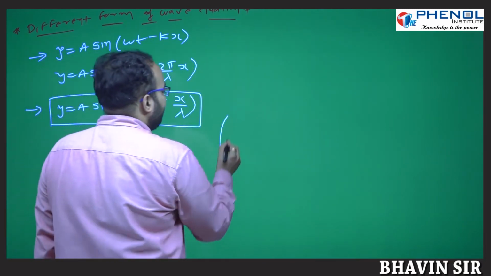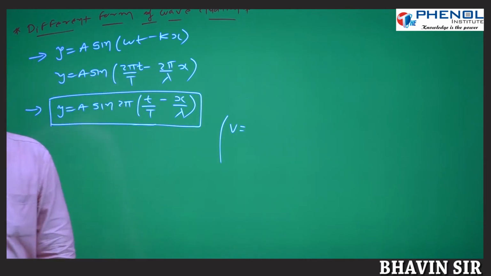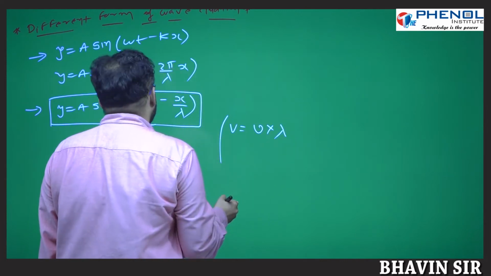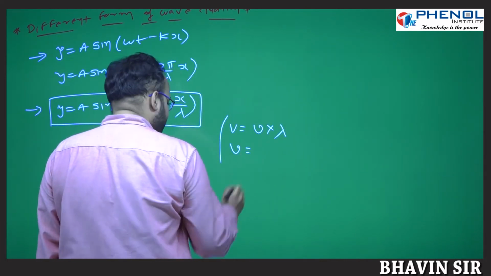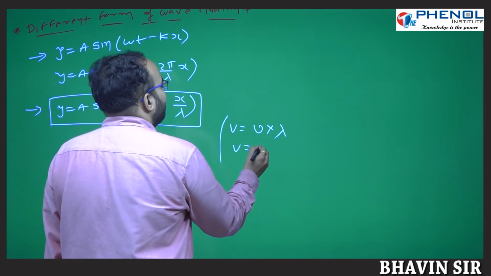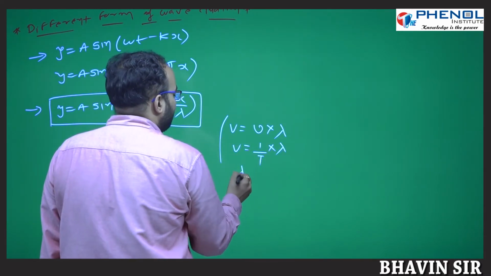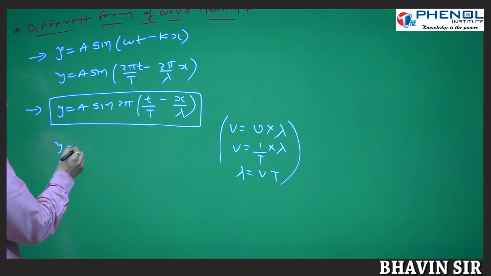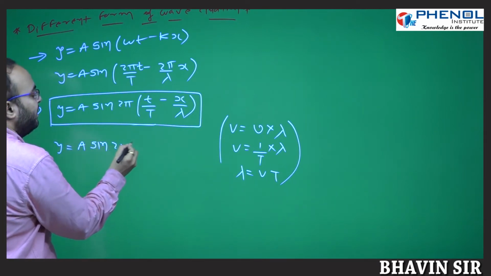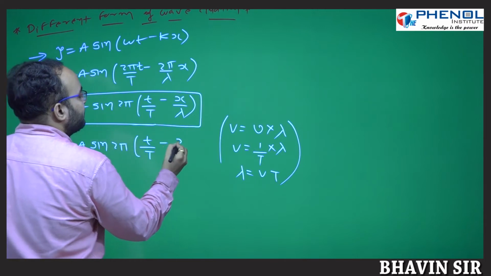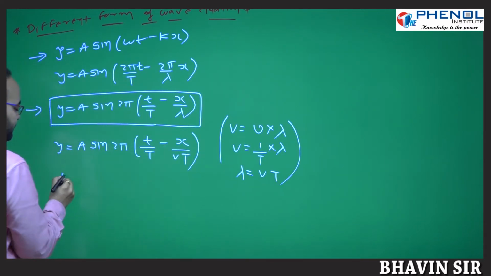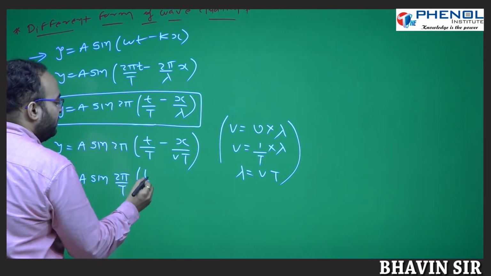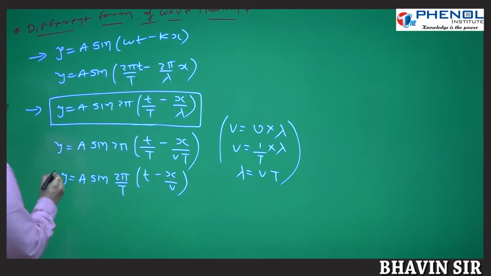See, speed is equal to, as we know, wave speed is equal to nu lambda, frequency into lambda, and frequency is equal to 1 by T. So what is lambda? vT. Okay, so what is the answer? A sin 2 pi by T common, t minus x by v.